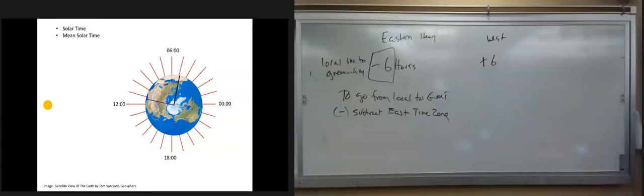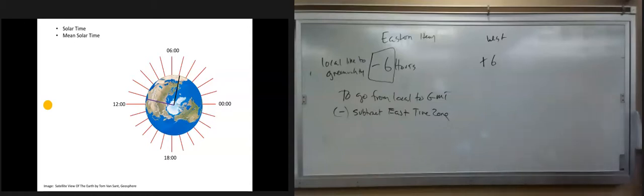Now, here's the flip side of it. What time is it in Greenwich right now? It's 5. What's this time zone called? -6. There's a difference between time and time zone. What's this time zone? -6. What's this time zone? 0. What time is it in 0 right now? What time is it in -6 right now?